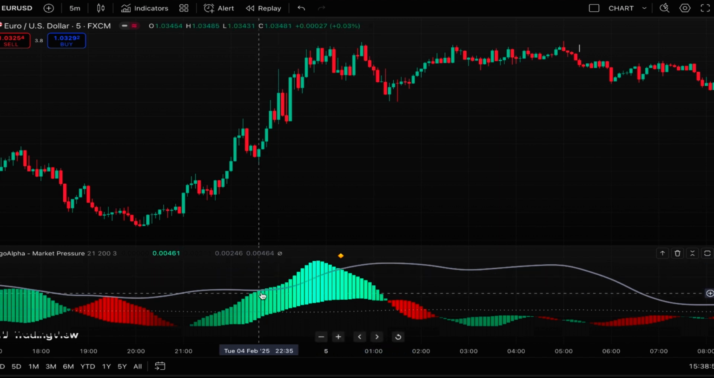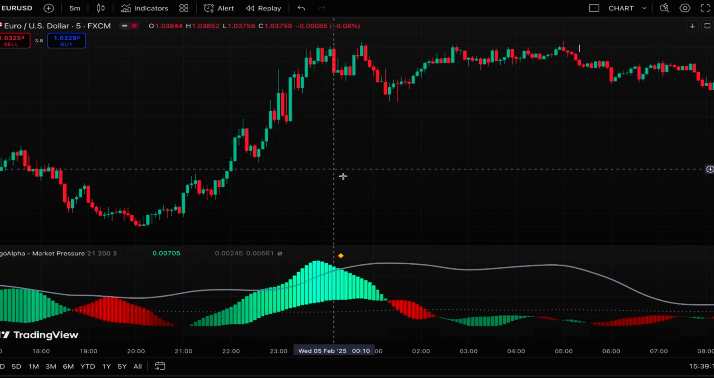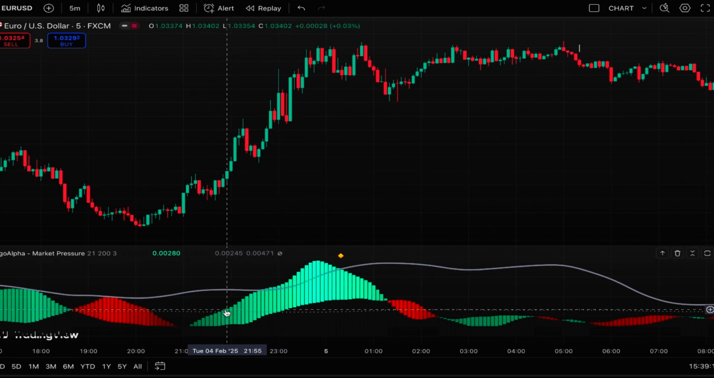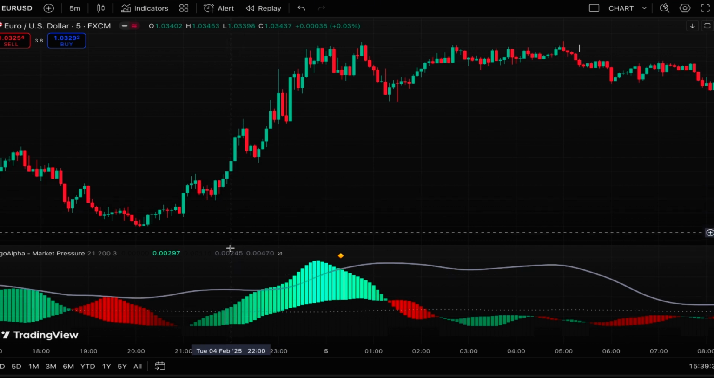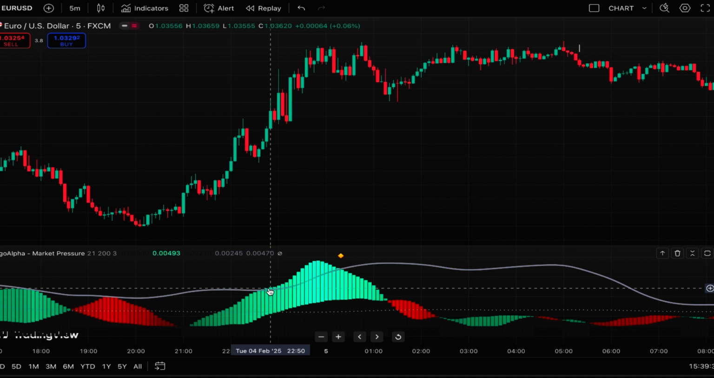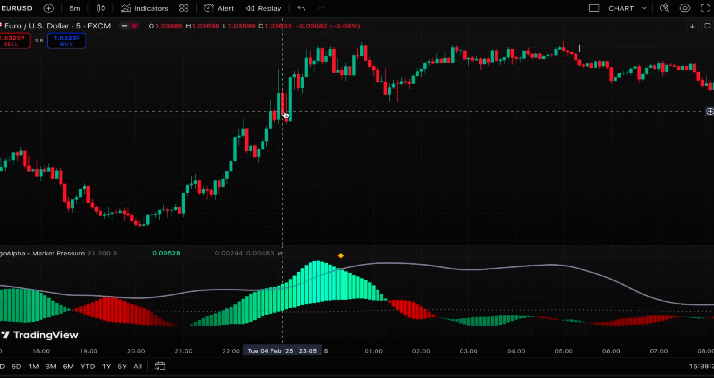When the bars go above this line, it tells us that probably we are going to have a strong pressure in that direction. So when the bars go above the center line, it shows probably we are out of the range market and the price is probably going to trend in one direction. And when the bars go above this line, it shows probably there is high pressure in this direction and more movement of the price is expected.